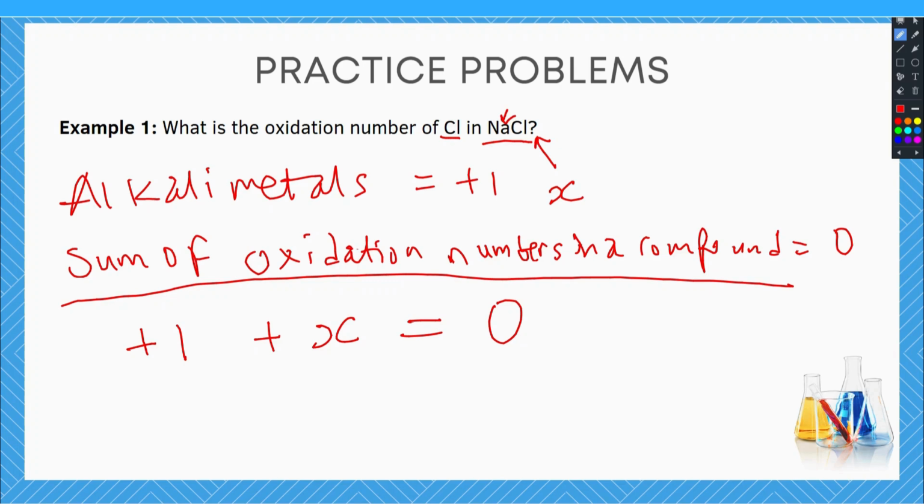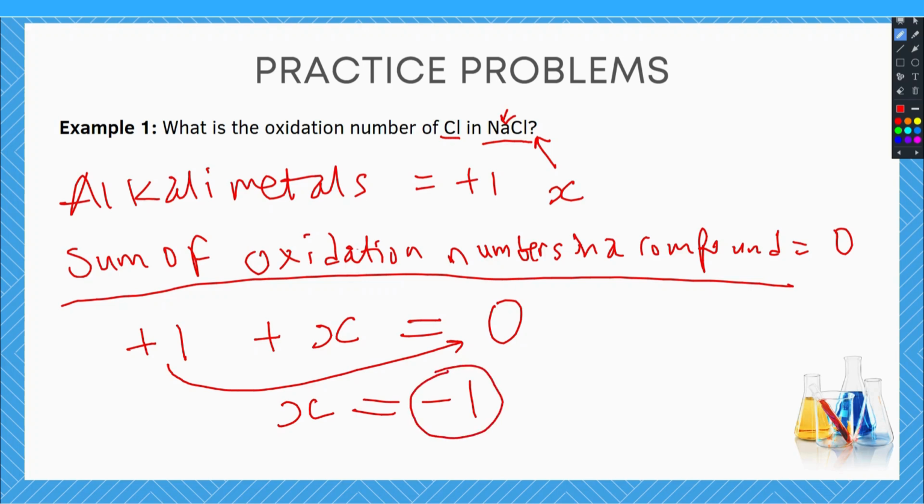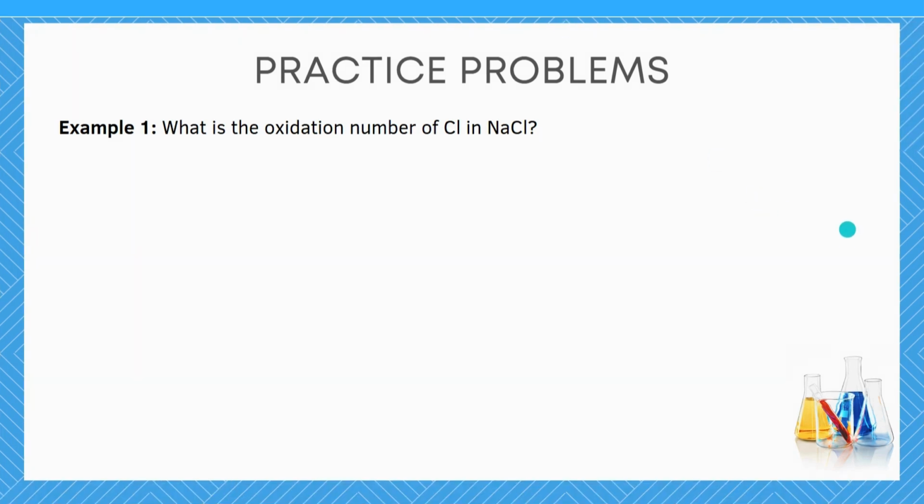So what do we do? We simply isolate X by taking 1 to the other side. If we do that, X now becomes equal to minus 1. So the oxidation number of chlorine in this compound is minus 1. I hope you saw how I did it. Let's move on to the next example.